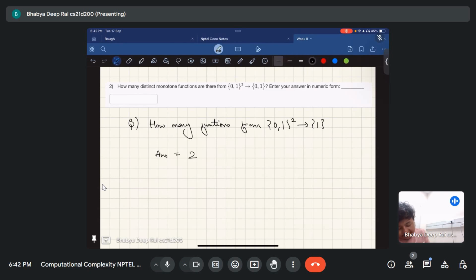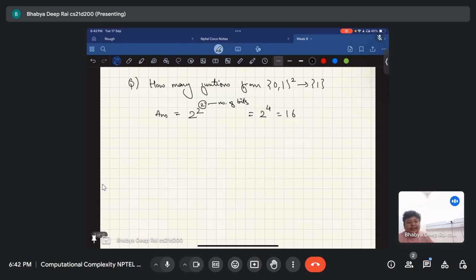For a Boolean function, it is 2 to the 2 to the number of bits. So it is 2 to the 2 squared, which is 2 to the 4, which is 16. So 16 different types of functions just on 2 bits. Okay. So for example, one function is OR, another function is AND.